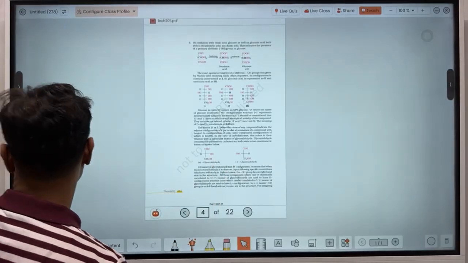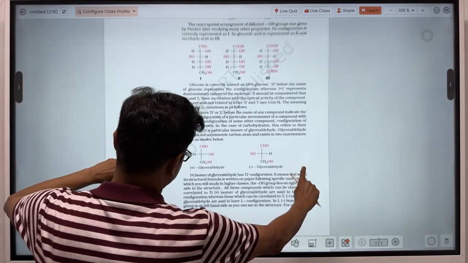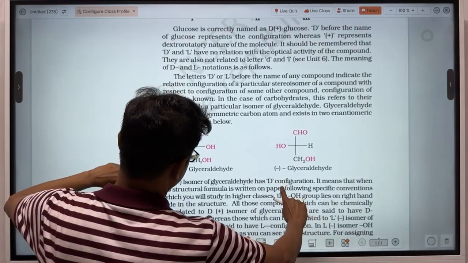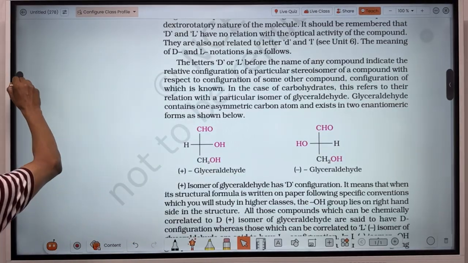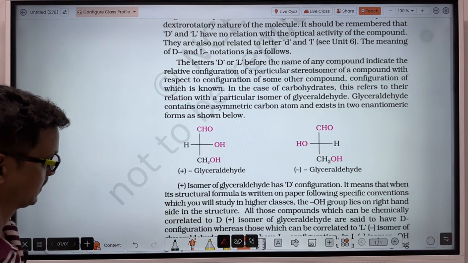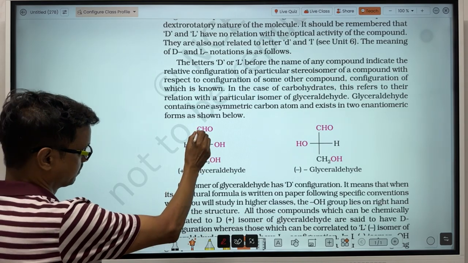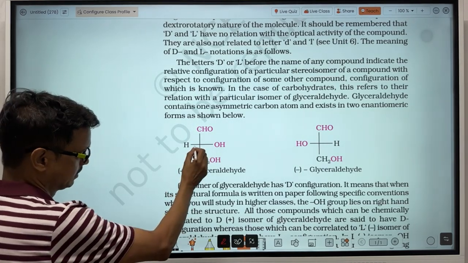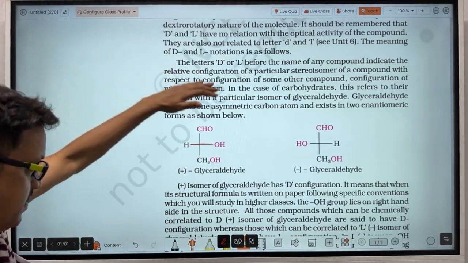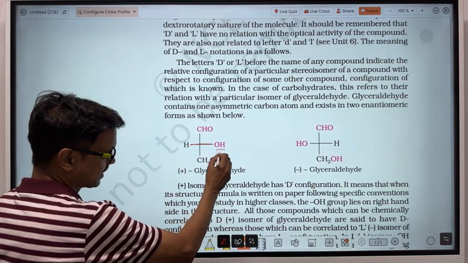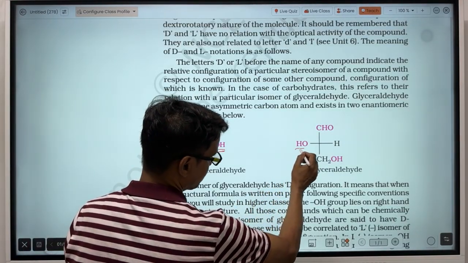Okay, this is glyceraldehyde. In glyceraldehyde there is CHO, that is carbon 1, 2, 3 carbon here, and the OH here. So glyceraldehyde can be indicated in two forms: in one case the OH is towards right, and in another case the OH is towards left.